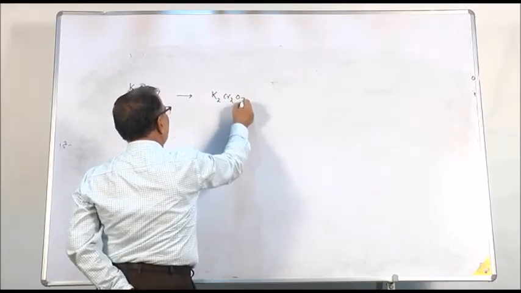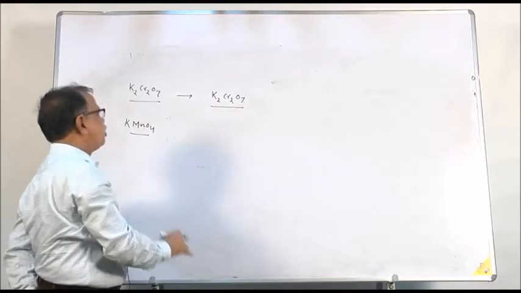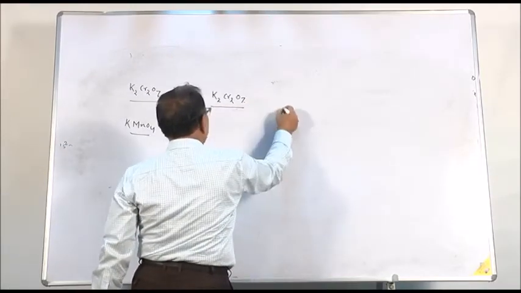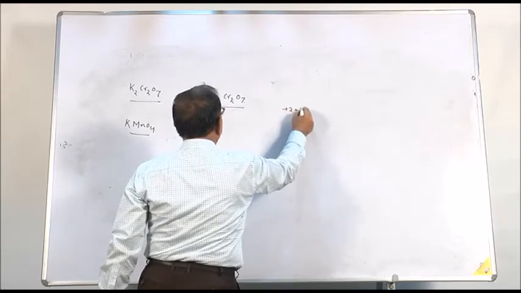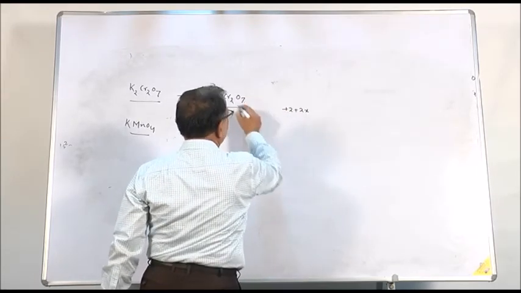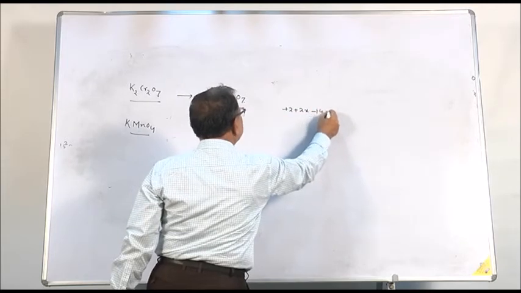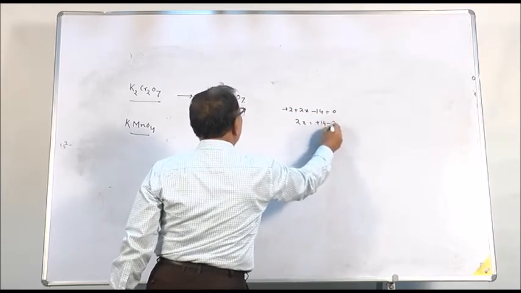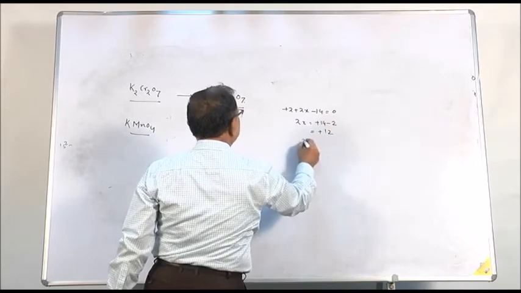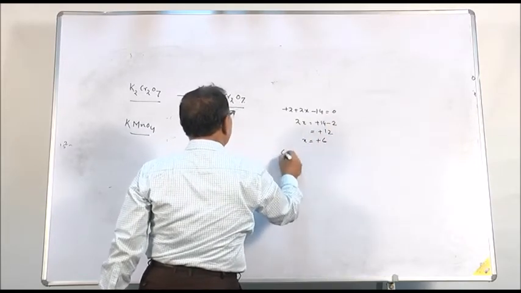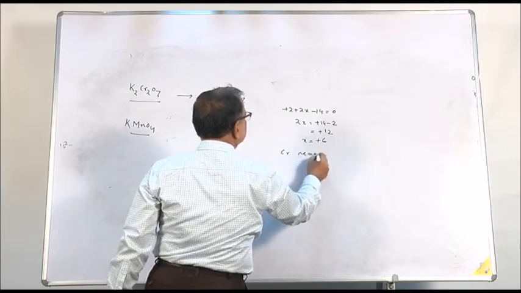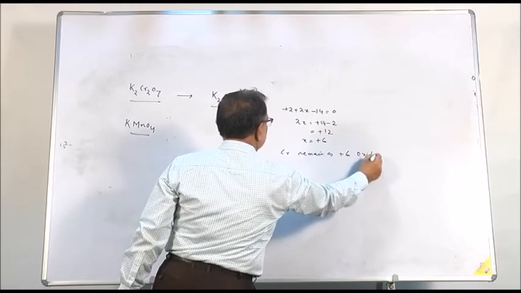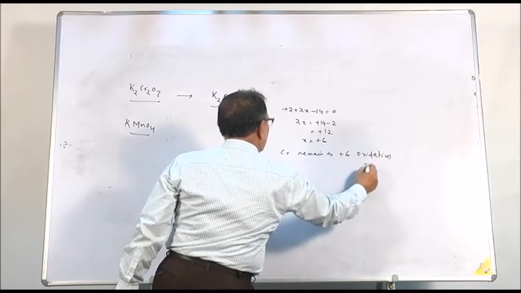First, we can find out the oxidation number of chromium here. The chromium oxidation number we can find out: K is plus 1, so plus 2, plus 2x, each oxygen minus 2, minus 14, is equal to 0. So 2x is equal to plus 14 minus 2, equal to plus 12. So x will be plus 6. Here chromium remains in plus 6 oxidation state.